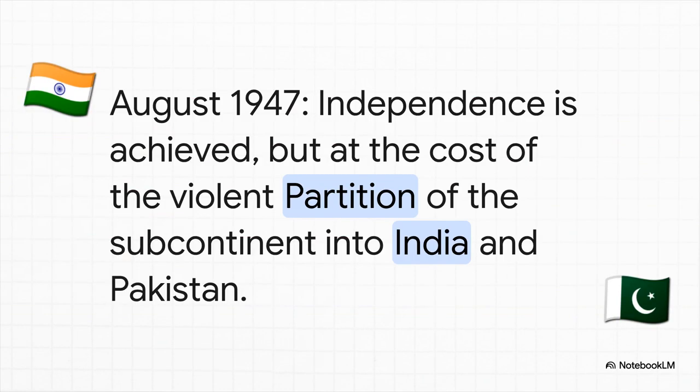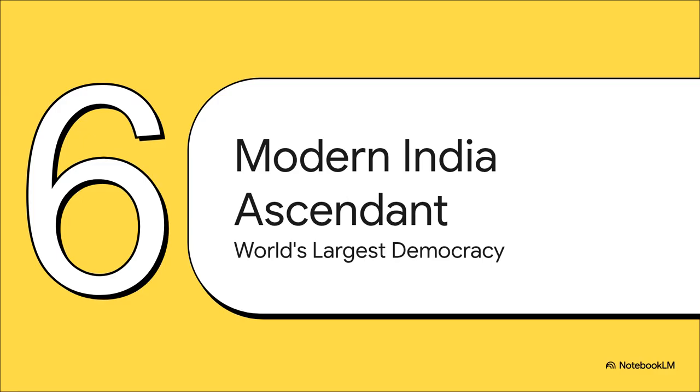And in August of 1947, it happened. They won. India was independent. But this moment of incredible joy was also marked by immense tragedy. Freedom came with a price, the violent partition of the subcontinent into 2 countries, India and Pakistan. It was a decision that led to unimaginable violence and created one of the largest refugee crises in human history. So, out of all that turmoil, a new nation was born, and it had to figure out its place in the world on its own terms.